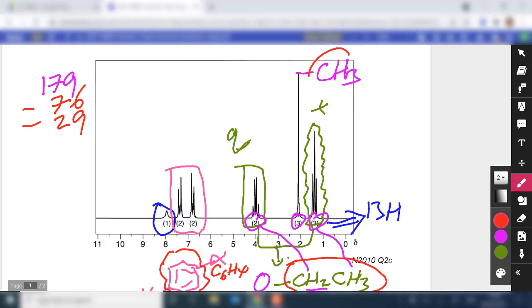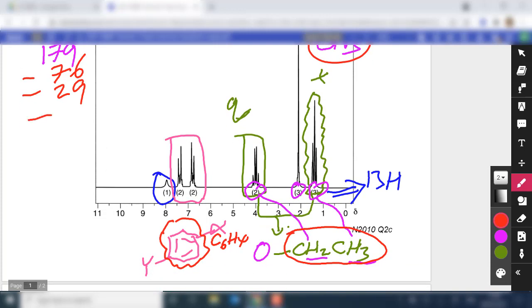And then, what other data do we have? Okay, we have a CH3 here, so that's minusing off another 15. Subtracting off another 15 here. And let's see what other things we can find from here.